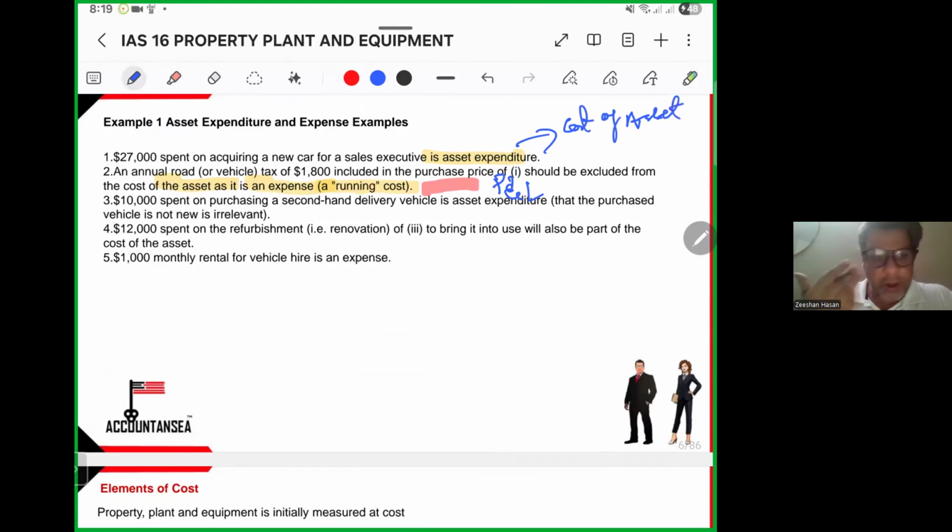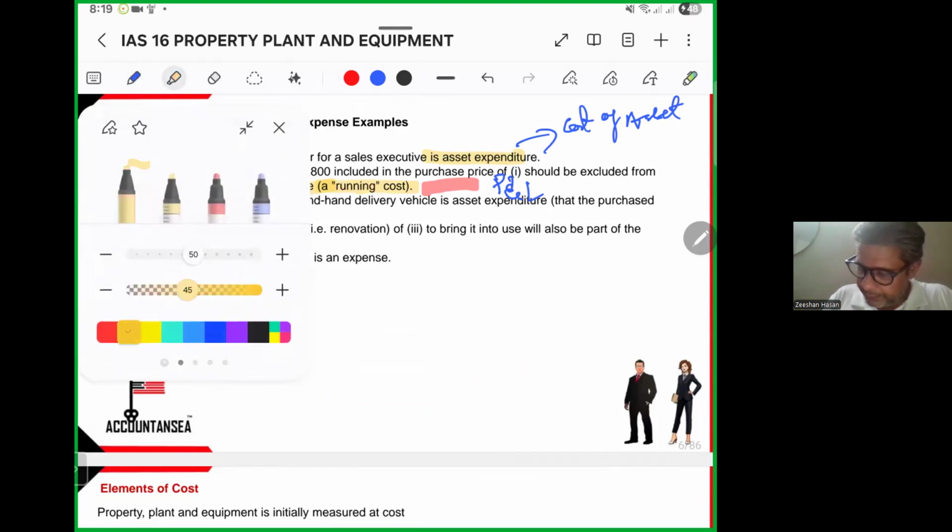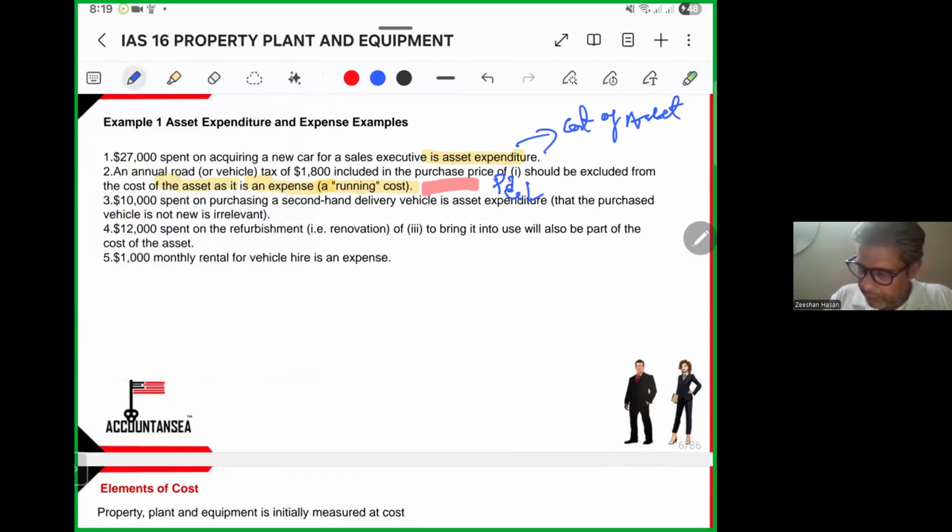Okay. $10,000 spent on purchasing a second-hand delivery vehicle is asset expenditure. That the purchased vehicle is not new is irrelevant, and it is included in the cost of the asset.